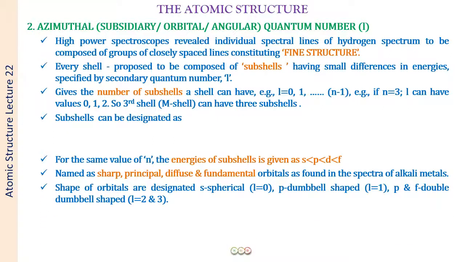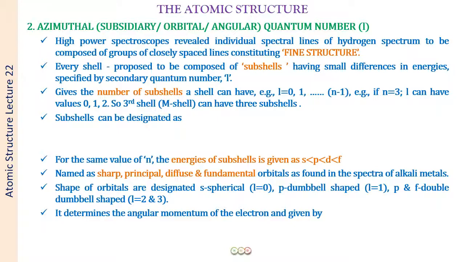Now the shape of the orbitals, they can also be given by the value of L. So if the value of L is 0, the shape of the orbital is going to be spherical. If the value of L is 1, the shape of the orbital is going to be dumbbell shaped, and those are the p orbitals. When the value of L is 2 and 3, the orbitals are going to be d and f, and the shape is going to be double dumbbell shaped.